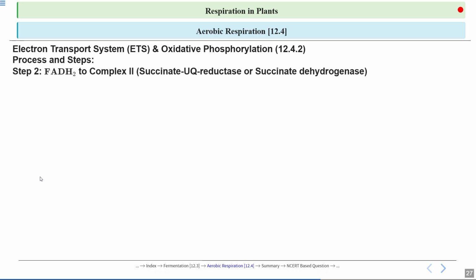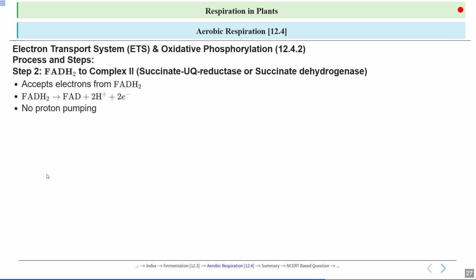What is the second step? Here, FADH2 to complex 2. That is, FADH2 donates its electrons to complex 2, which is also called succinate UQ reductase or succinate dehydrogenase. This complex accepts electrons from FADH2. The chemical reaction here is that FADH2 becomes FAD, plus 2 hydrogen ions and 2 electrons.